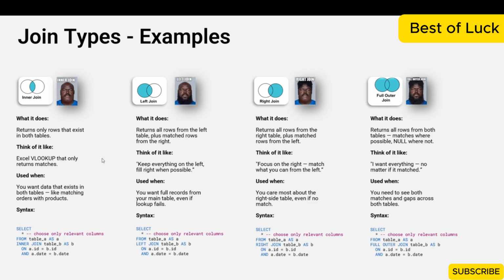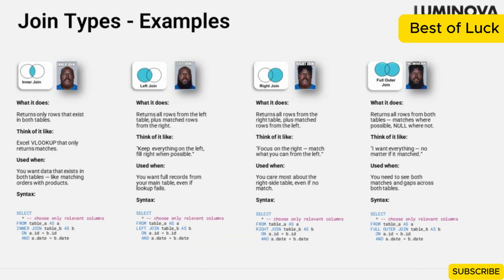If you are a visual learner, the diagrams on this slide show exactly how each join works. And if you are a meme learner, you might notice that each join type has its own face. Personally, the inner join one sticks with me the most. It looks serious, like it is only here for exact matches and nothing extra. Meanwhile, the full outer join looks like it is just trying to include everyone, even if they don't quite belong.